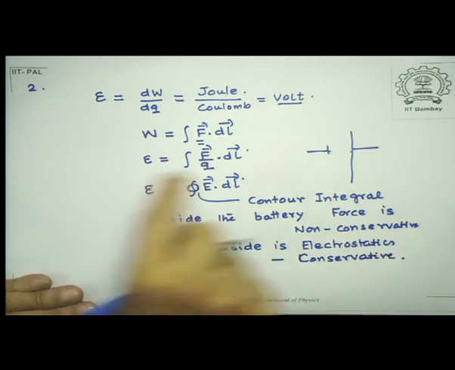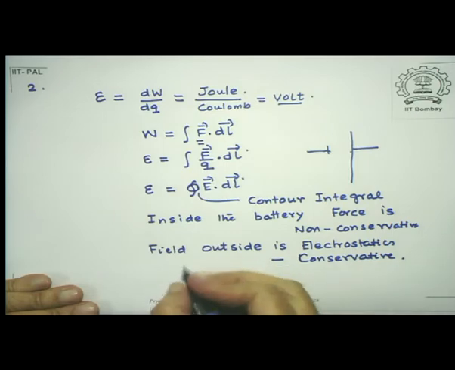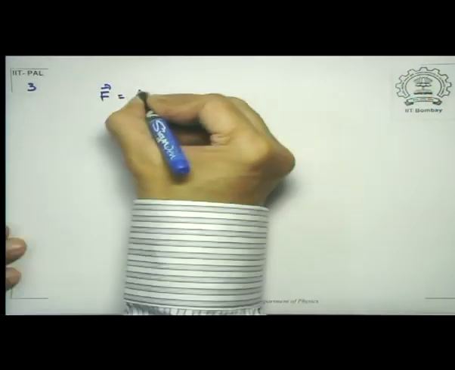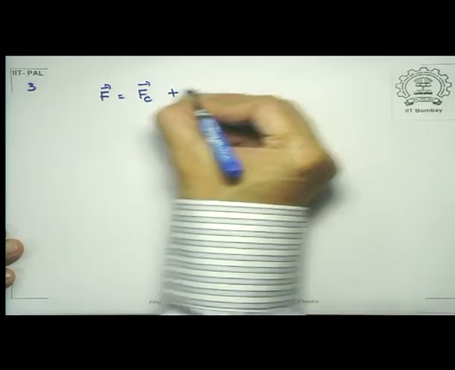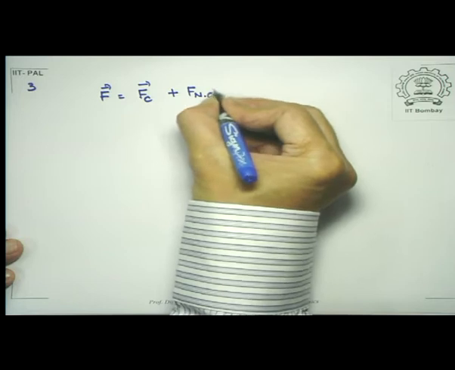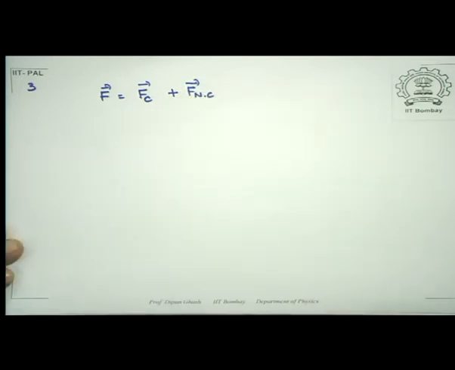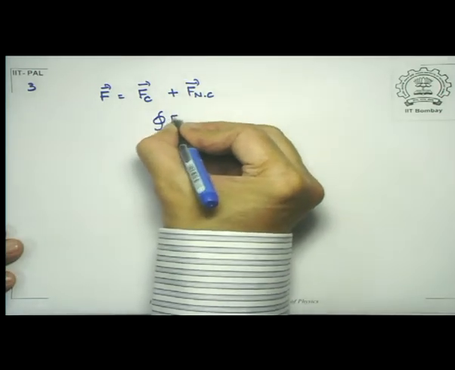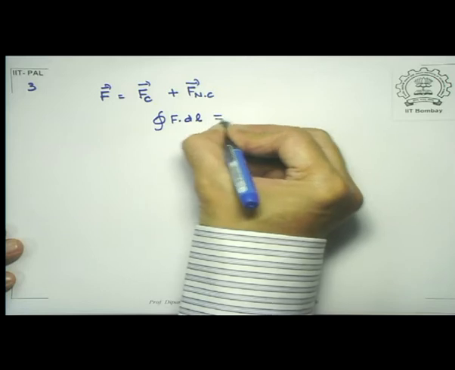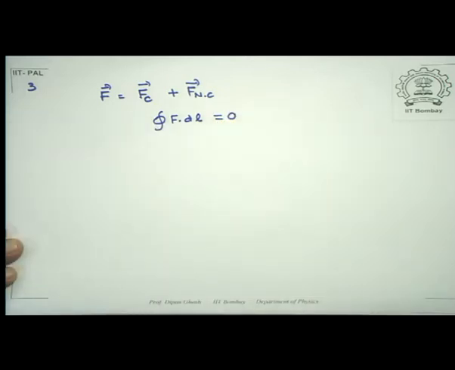So therefore my force has two components. One is a conservative, or electrostatic, part which is outside, and a non-conservative part which is inside. Now I also know for the conservative part, the integral of F dot dl is equal to 0, and that is because by definition of a conservative force, the work done is independent of the path between any 2 points.